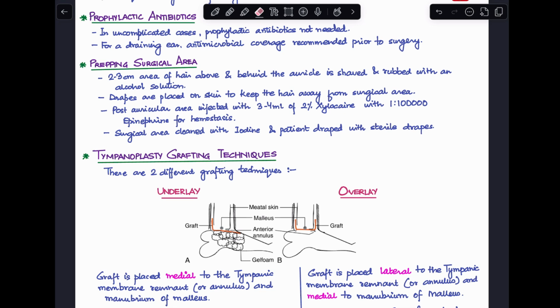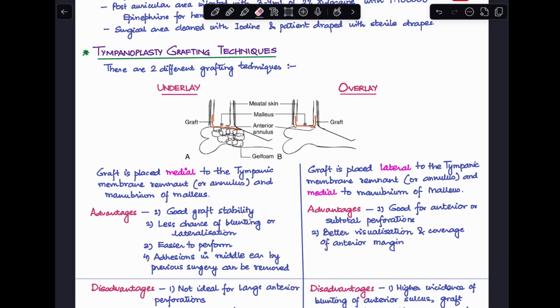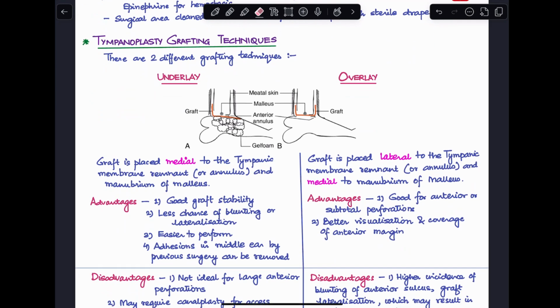Drapes are placed on the skin to keep the hair away from the surgical area. The post-auricular area is injected with xylocaine with 1 in 1 lakh epinephrine, and the surgical area is cleaned with iodine and the patient is draped. Now, coming to the most important part. There are two different tympanoplasty grafting techniques that you need to know. One is called underlay and the second one is overlay.